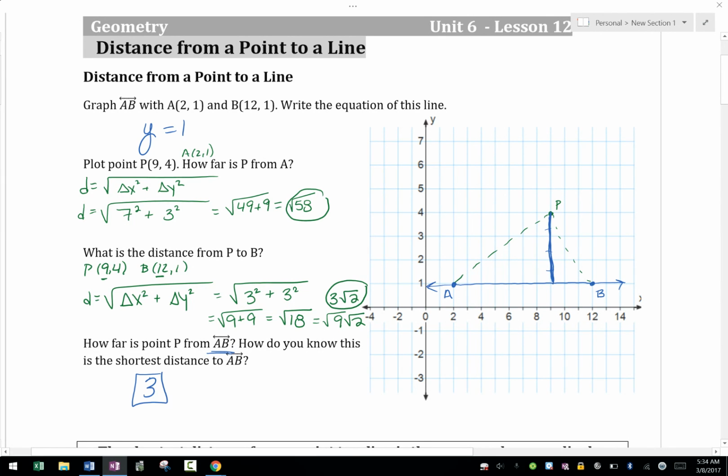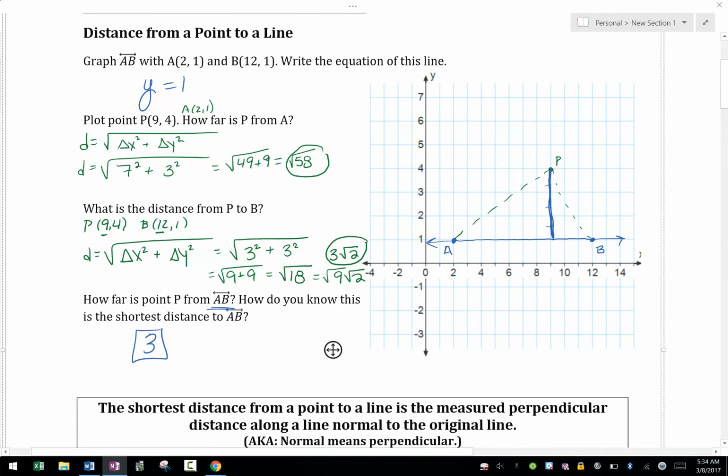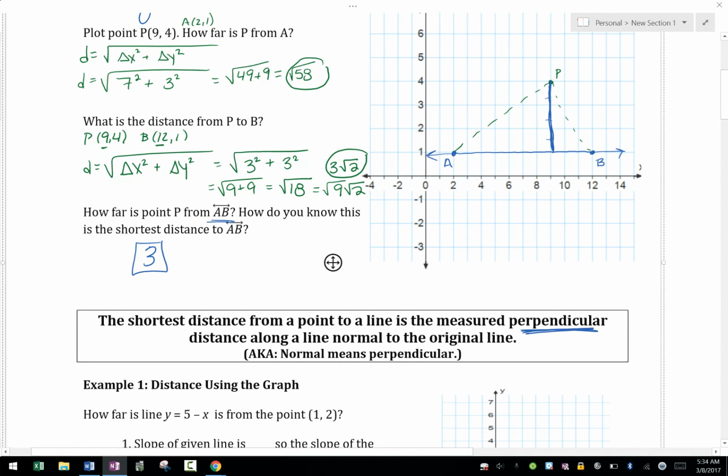Why did I ask that question? Well, because I want to compare and contrast here. The distance from P to A is not the distance from P to the line. The distance from P to B is also not the distance from P to the line. The distance from point P to a line is the measured perpendicular distance. So if you want the shortest distance from a point to a line, you have to find a perpendicular distance along a line normal to the original line. Wait, what's that word normal? Normal just means perpendicular. So anytime you want a distance from a point to a line, you have to measure from a perpendicular direction. Okay?